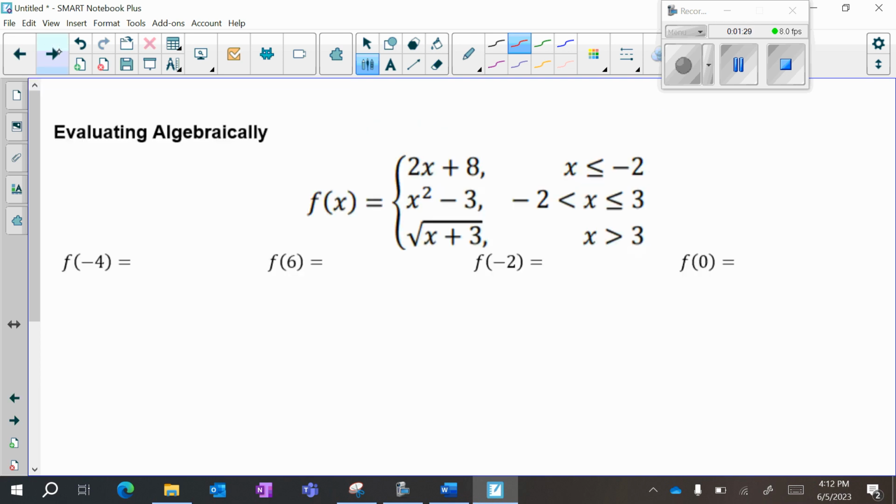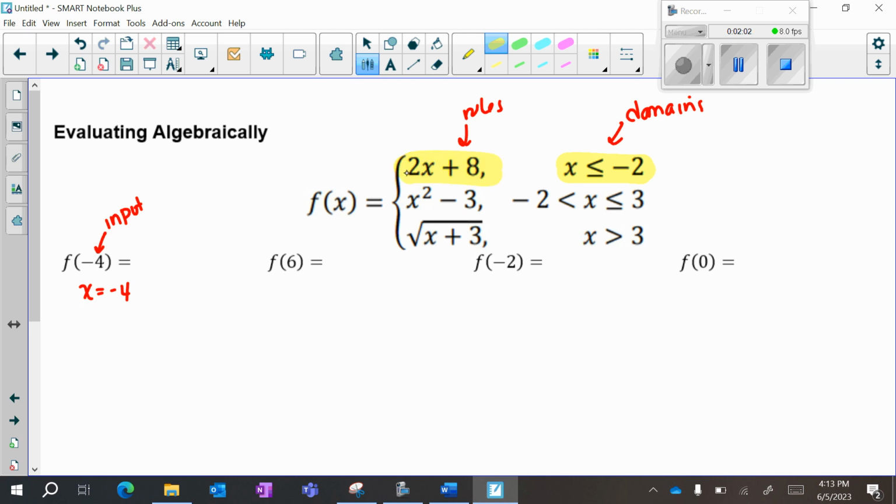We're going to start with evaluating algebraically. So once again, these are my domains, and these are my rules. So find f of -4. Remember that this is my input. So this is x equals -4. So I want to locate the domain where -4 belongs. So my domain for -4 is here. x is less than or equal to -2. -4 falls in here. It's less than or equal to -2.